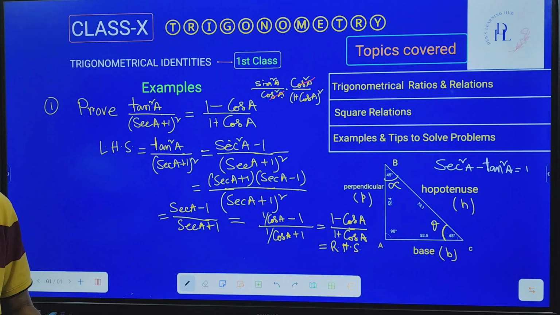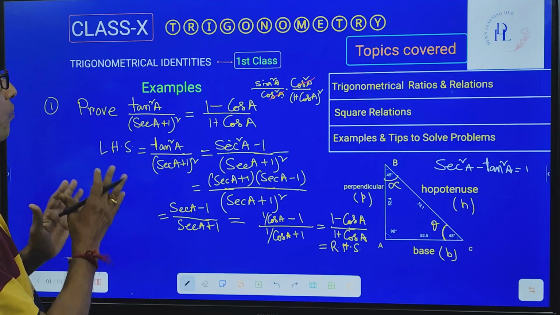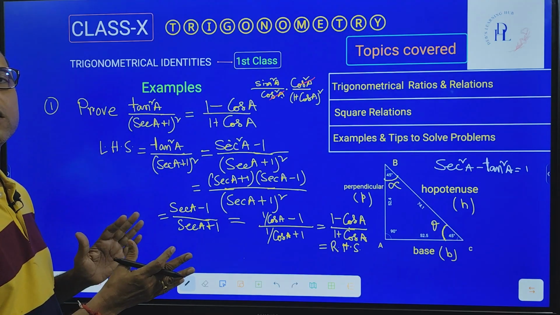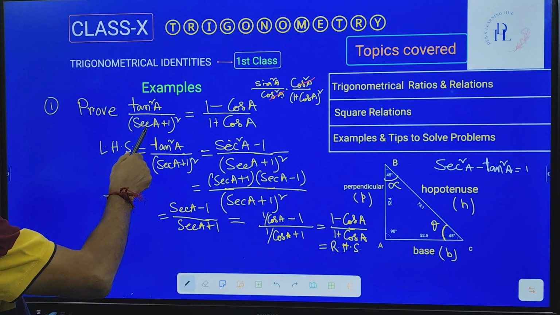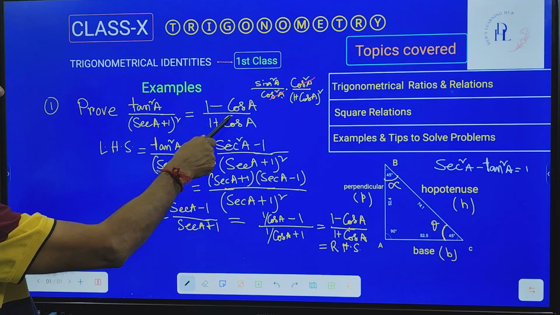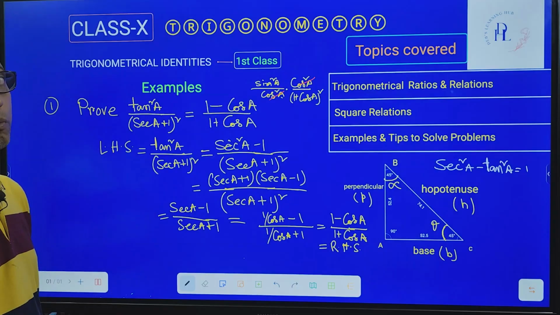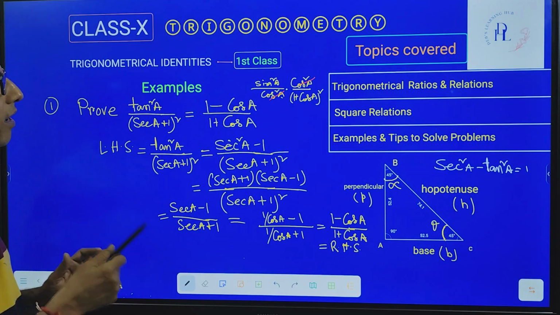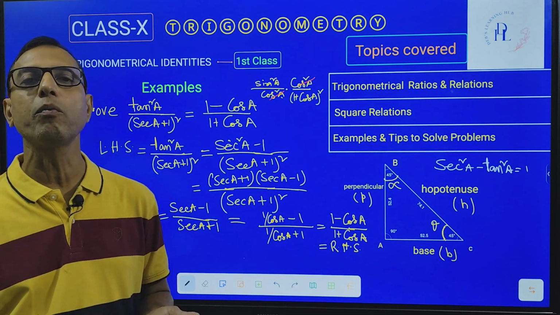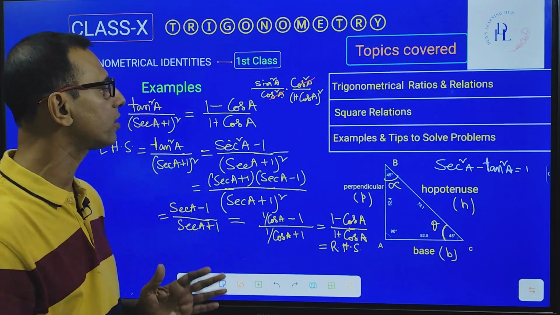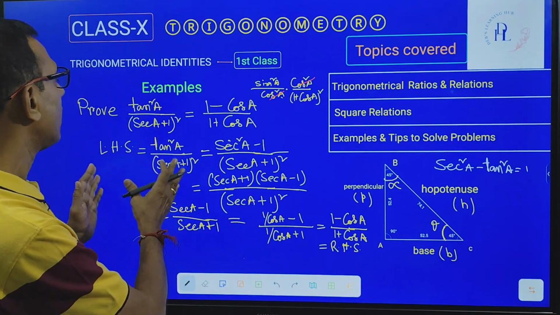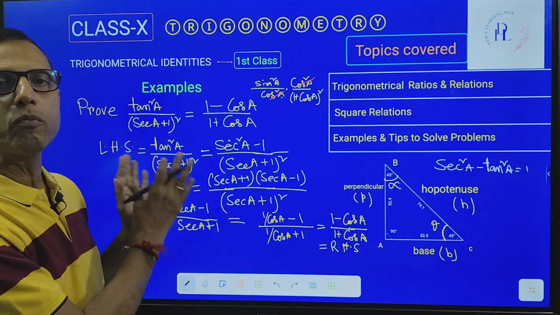So you can do it in multiple ways, but you need to find out from where it is easy to start. Let's say this one is the complicated side, this one is the easiest side. If you start from the right hand side to prove the left hand side, it will be a bit difficult. So one problem you can solve in multiple ways, but you need to remember all the formulas and think how you can utilize your formula more easily.